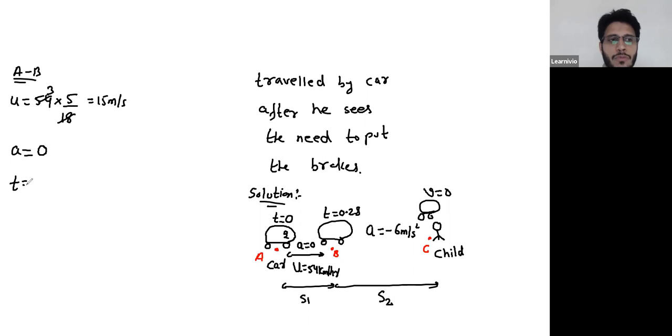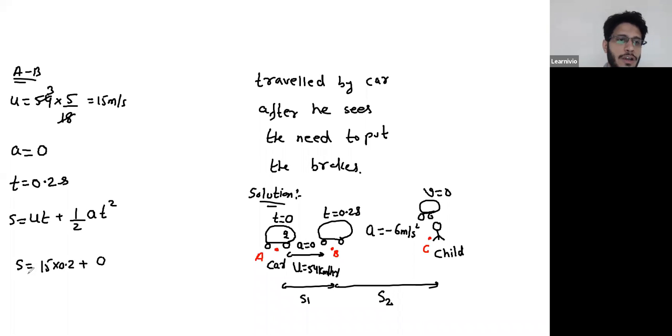Okay, and what's the time taken from A to B? This is A and this one is B. How much time will the car take to travel from A to B? 0.2. So using s equals ut plus half at squared, the displacement that this car will cover is 15 multiplied by 0.2 plus 0. I call this S1. So this is 3 meters. So this is the distance that the car travels before applying the brakes.